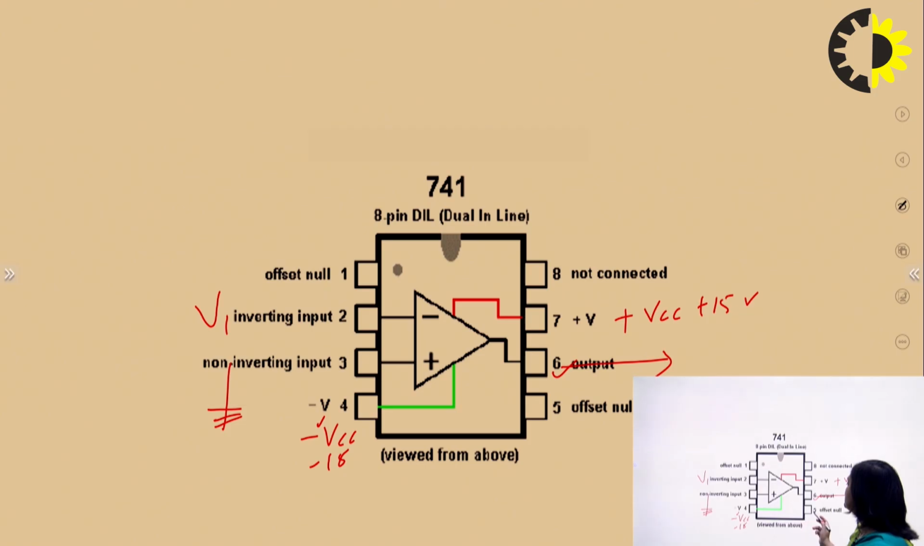Pin number 1 and pin number 5 are the offset nulls. In the case of the op-amp, if V1 and V2 are both 0, the inputs are 0, then the output must also be 0. But it does not become 0, because the transistors used in this op-amp are not perfectly matched. Due to this, if V1 and V2 are both 0, there will be a voltage at the output terminal, and that voltage is called the output offset voltage. To nullify that voltage, we apply some voltage at the input terminal. That voltage is called the input offset voltage. So these offset nulls are basically used for making the output offset voltage 0.